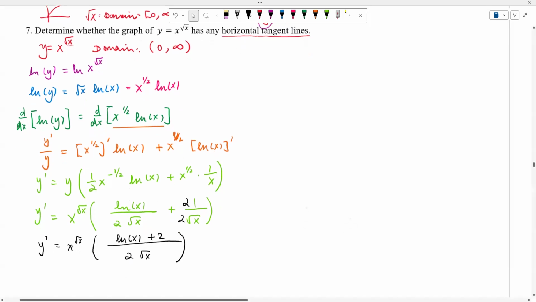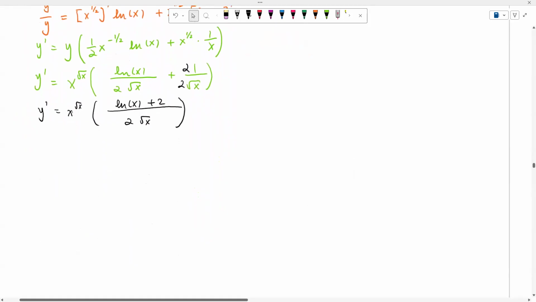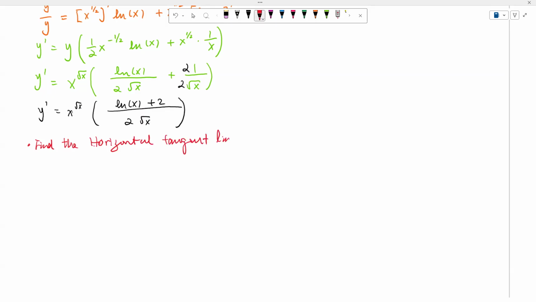Okay. After we find y prime, then my next step is I would like to find the horizontal tangent line now. Then I would like to set y prime equal to 0.